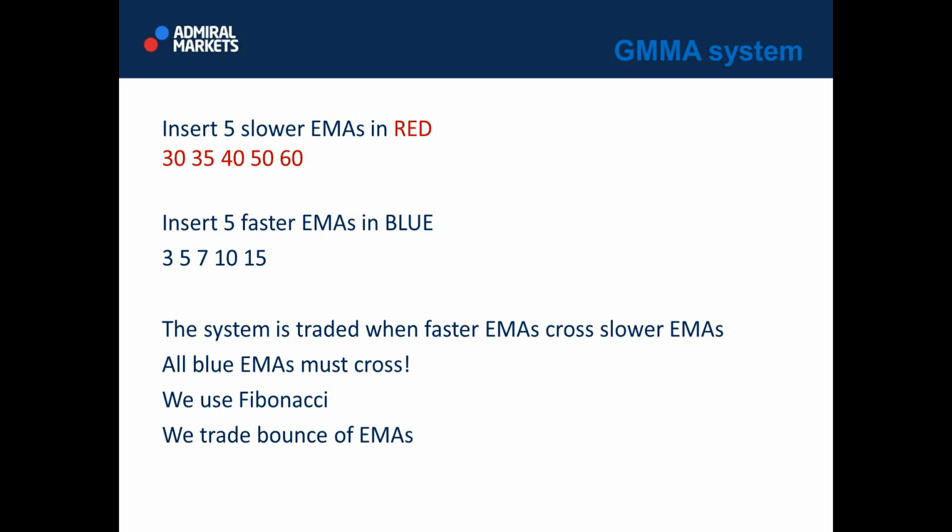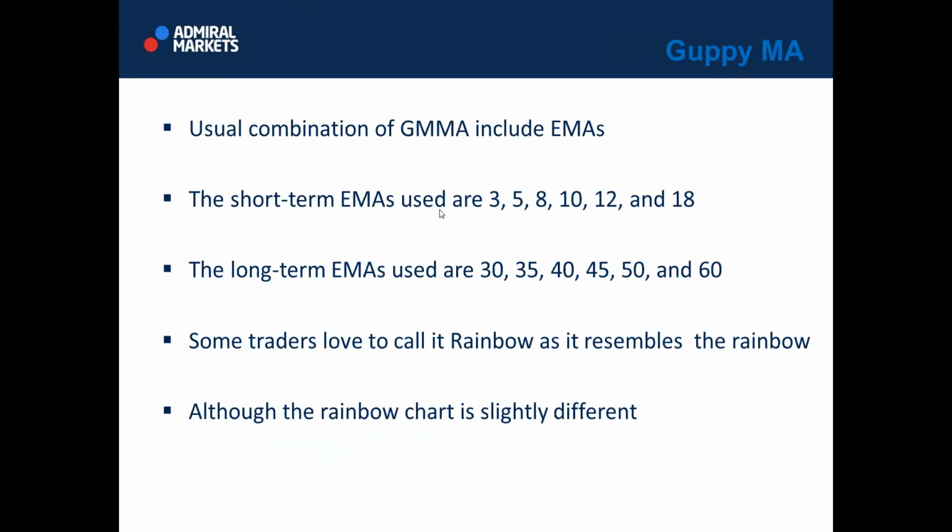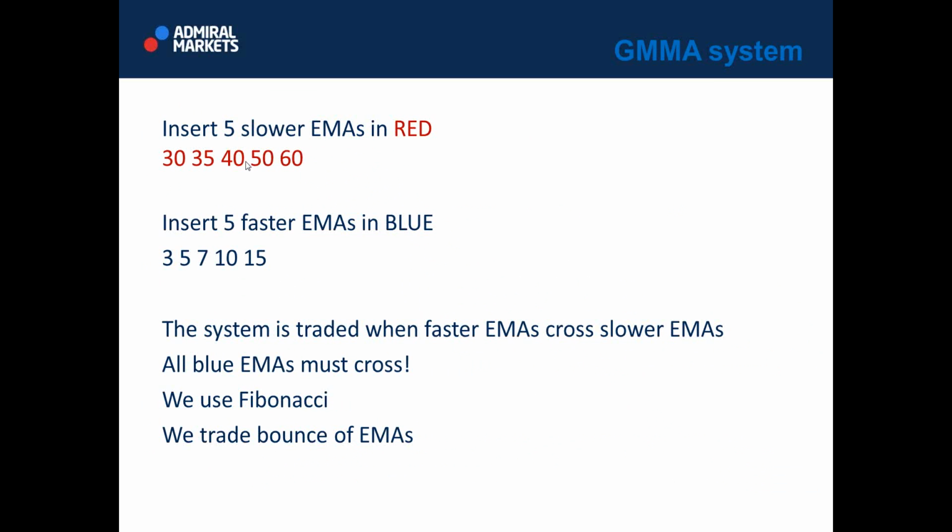Red EMAs are long-term traders, so they are depicting long-term traders. Then you need to put on the chart short-term traders. Short-term traders are 5 faster EMAs in blue color. Those are 3, 5, 7, 10, and 15. Okay? So now we have 5 slower EMAs and 5 faster EMAs. When you insert those two together, you will get this. So these are exactly this: 30, 35, 40, 50, 60, 3, 5, 7, 10, 15.